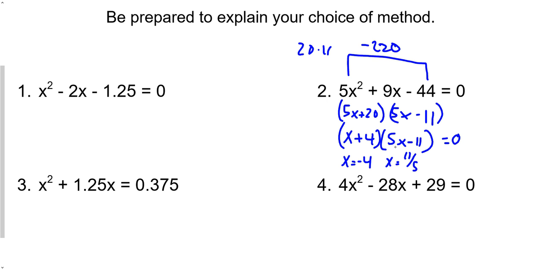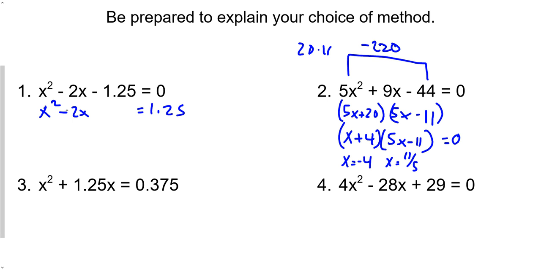I don't know. All right, you know what we can do? Let's try completing the square. Let's do one that's completing the square. Which one do you want to do, 1 or 4? Or, no, let's do number 1, because it's got the middle number, it's nice and even, and that's pretty good. So let's add the 1.25 to both sides. We get x squared minus 2x equals 1.25.